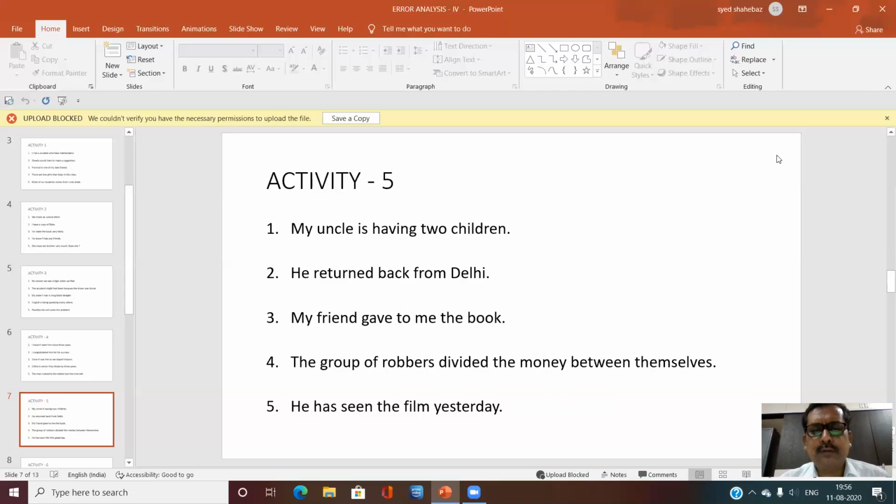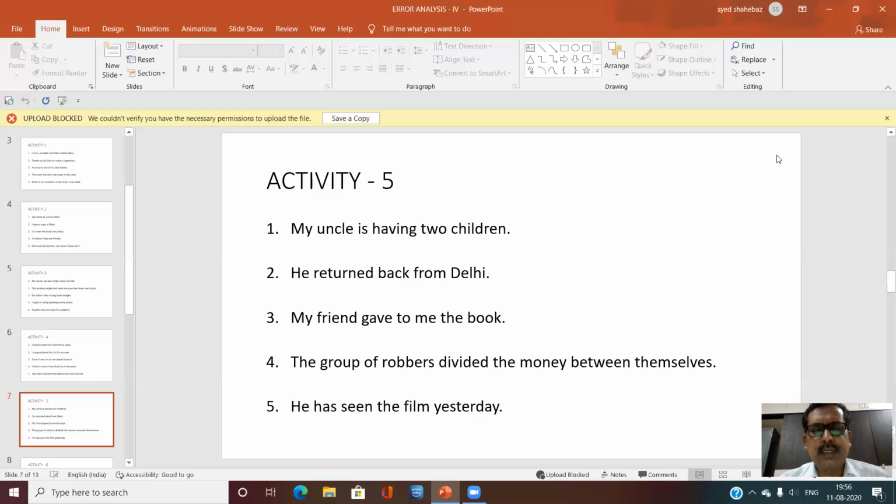Next, the group of robbers divided the money between themselves. So, when we speak about two persons, we use between. Here, the robbers are more than two, so use among. The group of robbers divided the money among themselves.